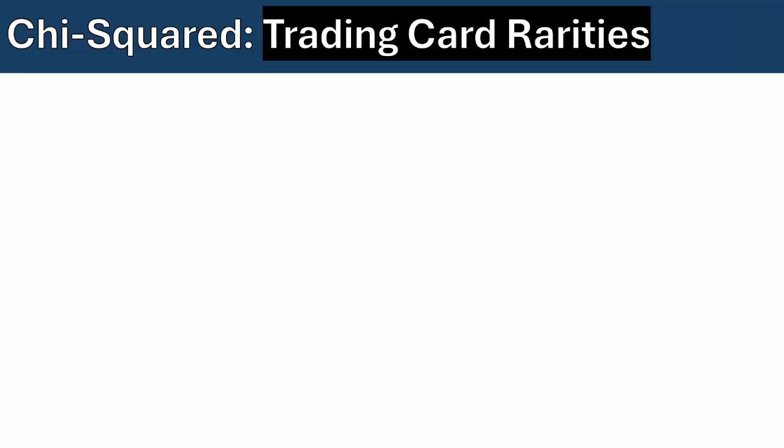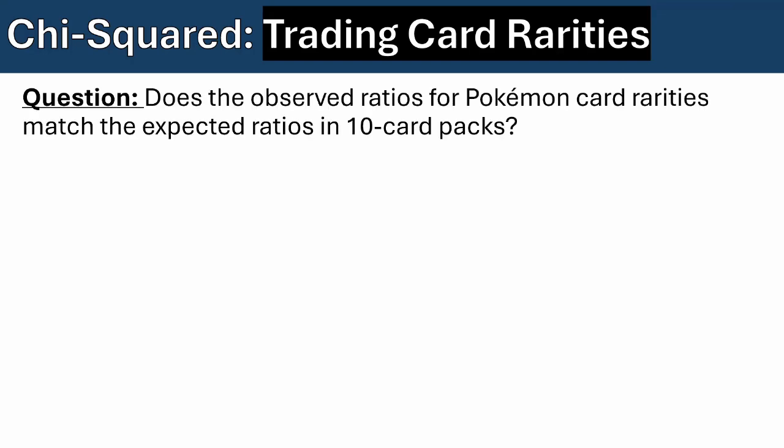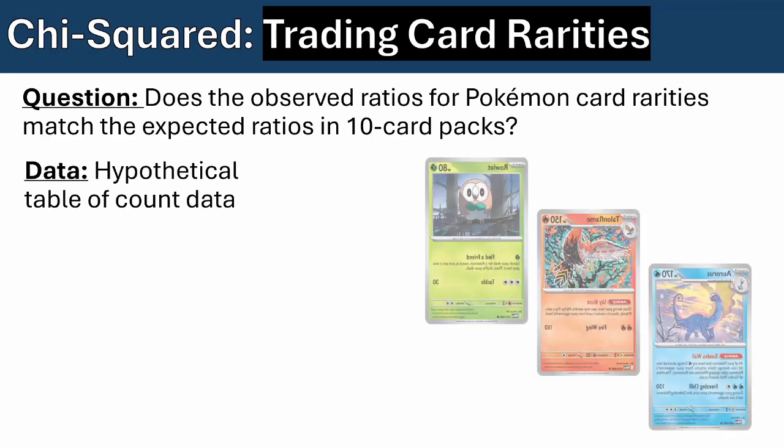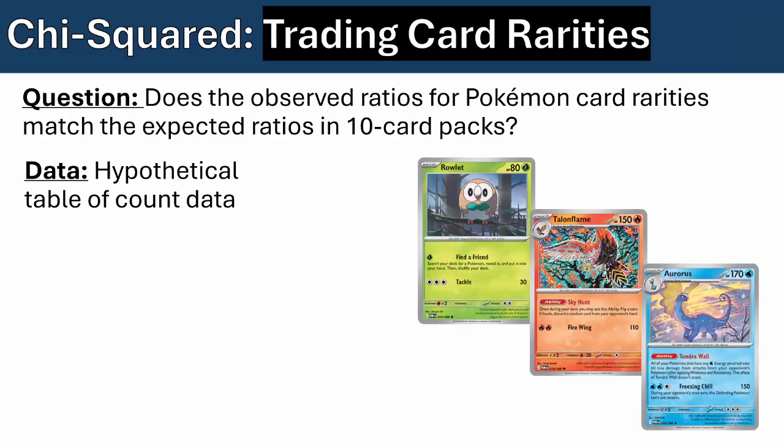All right. Well, the last two here are going to be count data, where we're looking at things like proportions. So there's a chi-square goodness of fit test. I'm going to ask the question. My kids are getting a little older. They're getting into Pokemon cards, and there's different rarity of Pokemon cards. And I might ask, does the observed ratio of Pokemon card rarities match the expected ratio in a 10 card pack? So they come in 10 card packs.